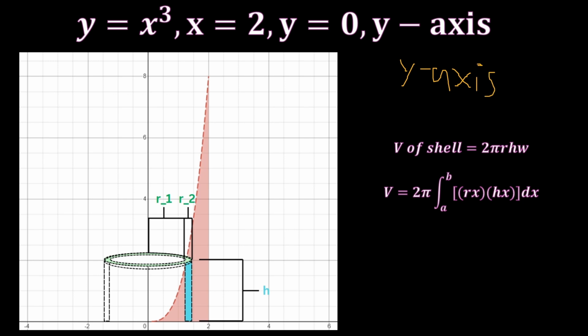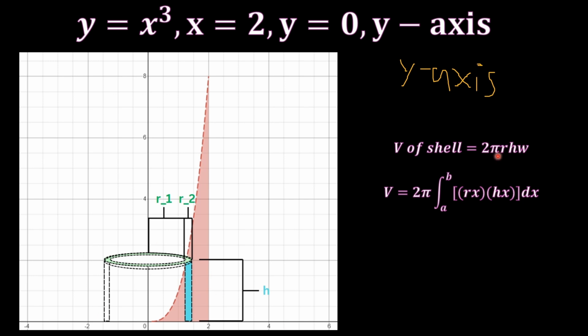Sorry, these two are different. Y-axis means it's bounded by the y-axis, but this means it's revolving around the y-axis, the other y-axis, sorry. I didn't clarify that. So the way this works is we are essentially finding the volume of a cylindrical shell, and the cylindrical shell is a cylinder that's hollow. So what we will be doing is finding the volume of that shell.